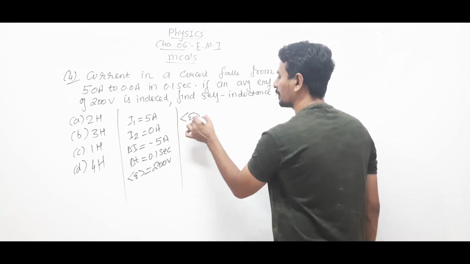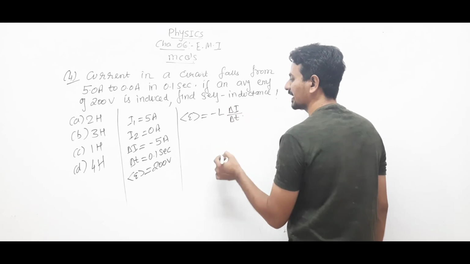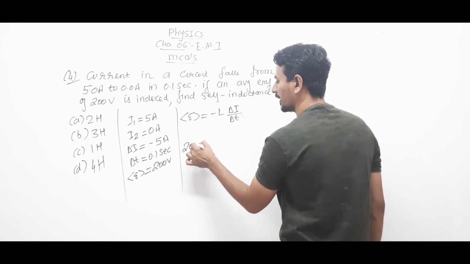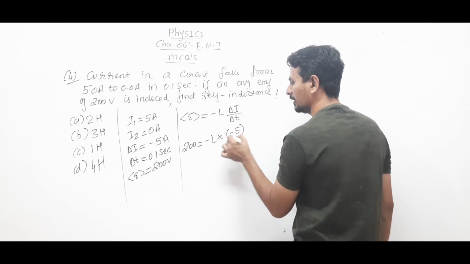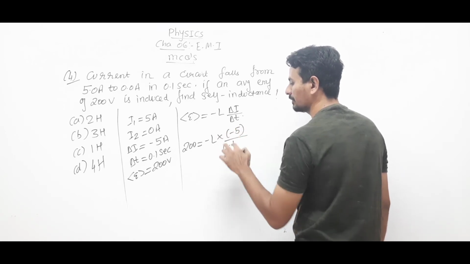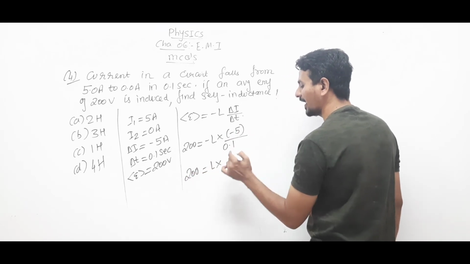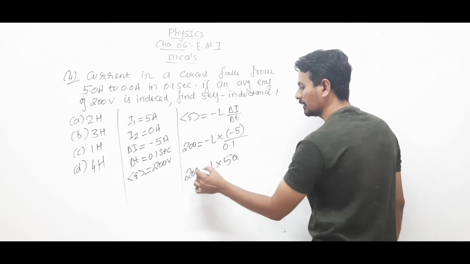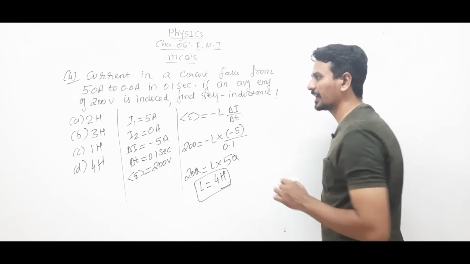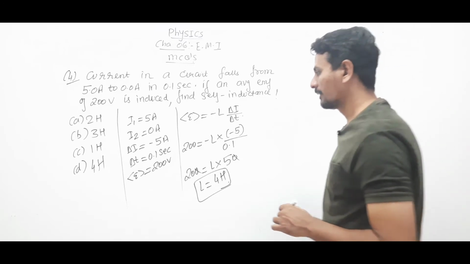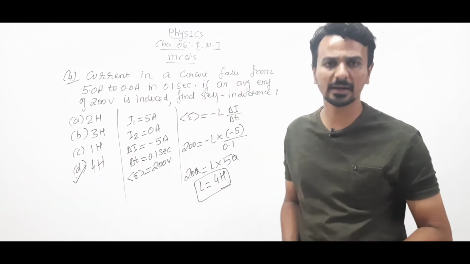So average EMF is equal to minus L delta I by delta T. This is given as 200 equals minus L. What is delta I? Minus 5. What is time? 0.1. This will be plus. So 200 is equal to L into 5 by 0.1, that will be 50. So L will be equal to 4 Henry. So self inductance is 4 Henry. So D is the correct option. Clear? Fine. The next one.